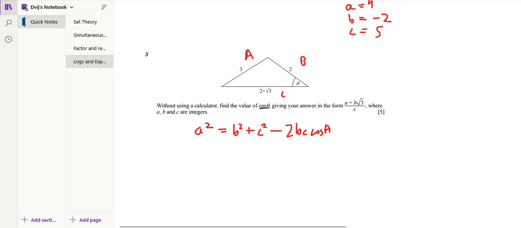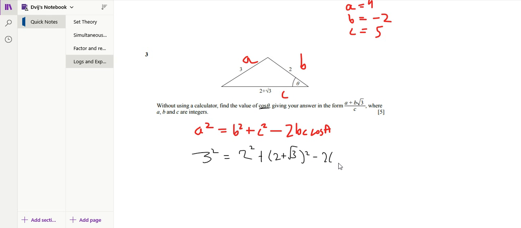So let's use the cosine rule. We've got 3 squared is equal to, oh wait, I messed up the lowercase thing again. Sorry about that. This is A, that's B, and that's C. Cool. So 3 squared is equal to B squared, which is 2 squared, plus C squared, which is 2 plus root 3 all squared, minus 2 times 2 times 2 plus root 3 cosine of theta.